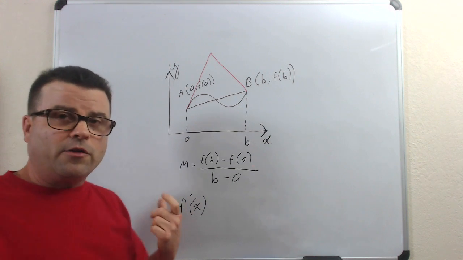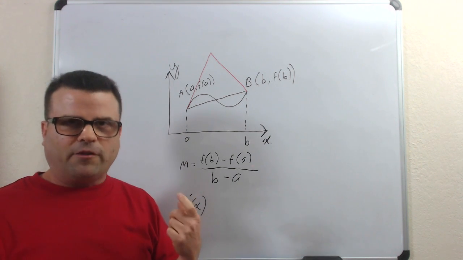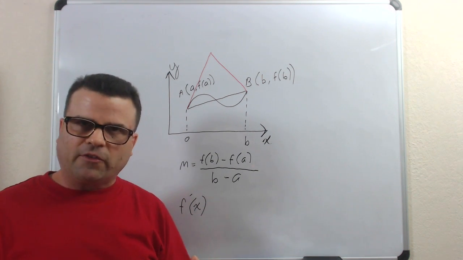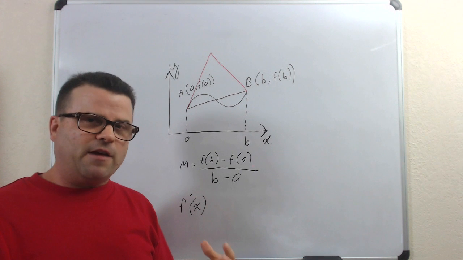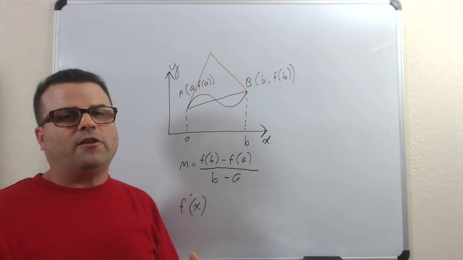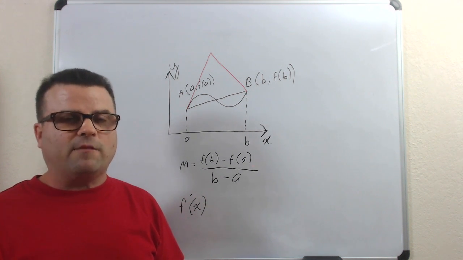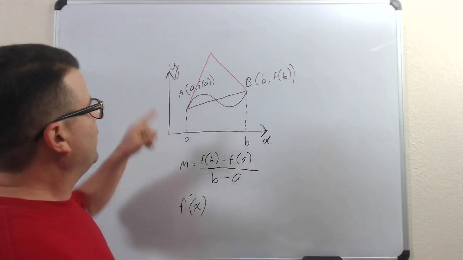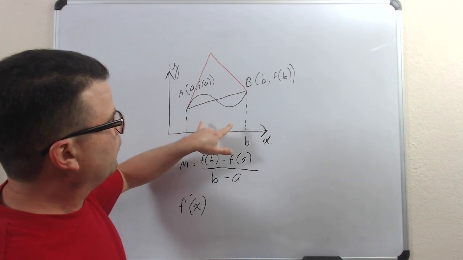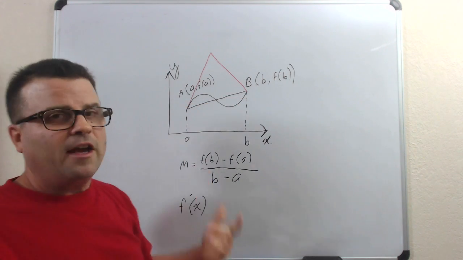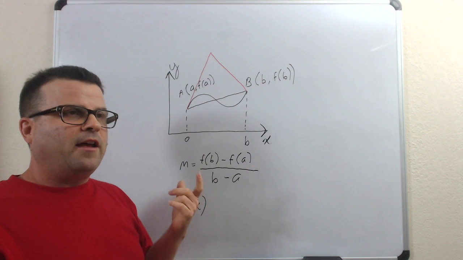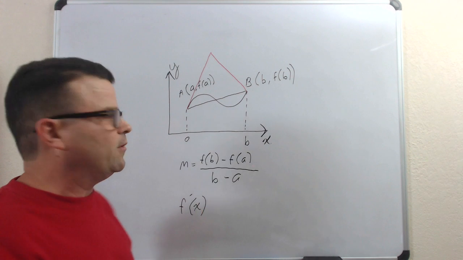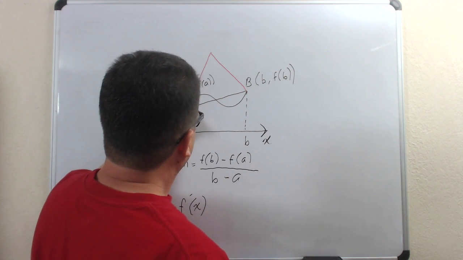So remember, you have to state the hypothesis first. You have to say the hypothesis holds true. And that is that you have a function from A to B, and the function is continuous on the closed interval AB and differentiable on the open interval AB. So this is one that isn't differentiable on the interval, but it is continuous. Now I'll draw one that is differentiable, but isn't continuous. And that would be this.